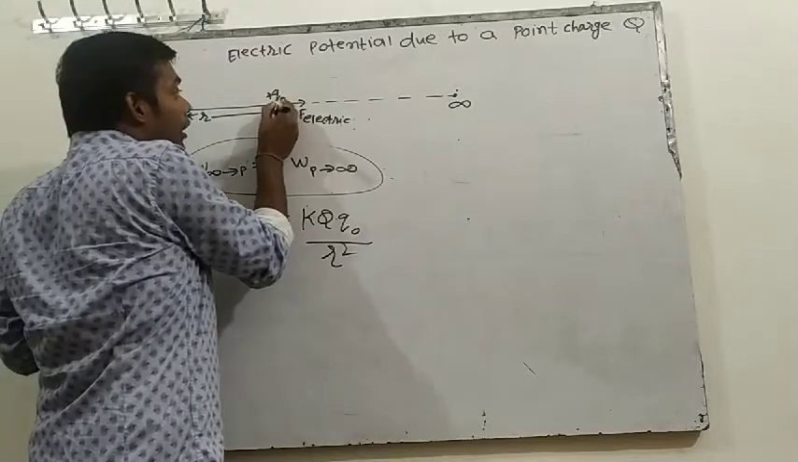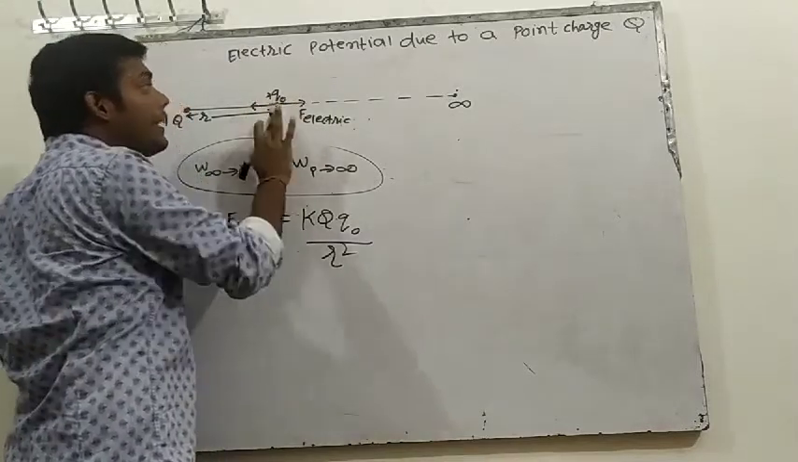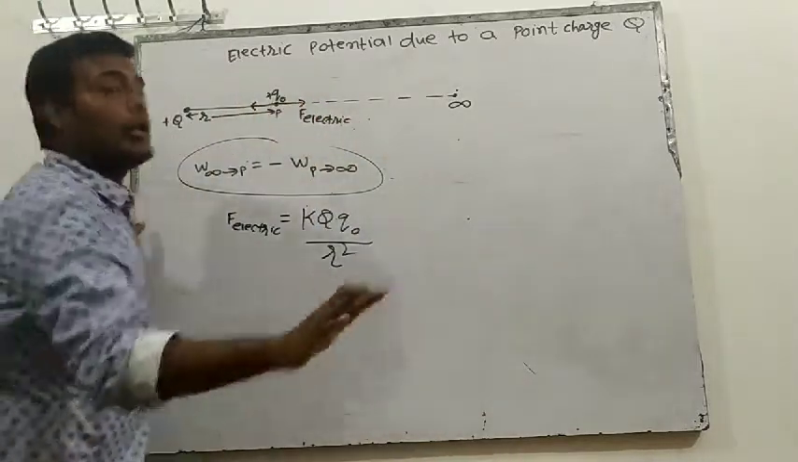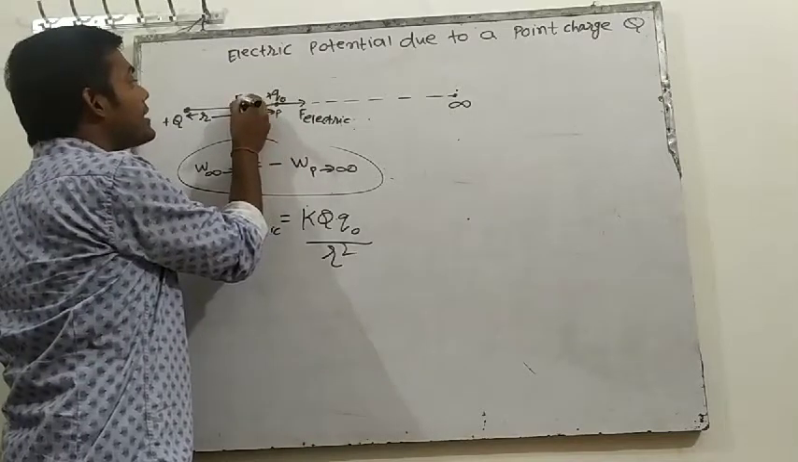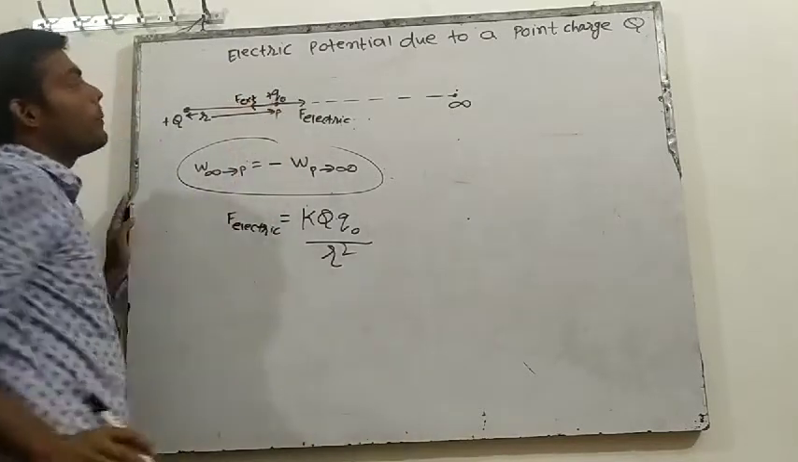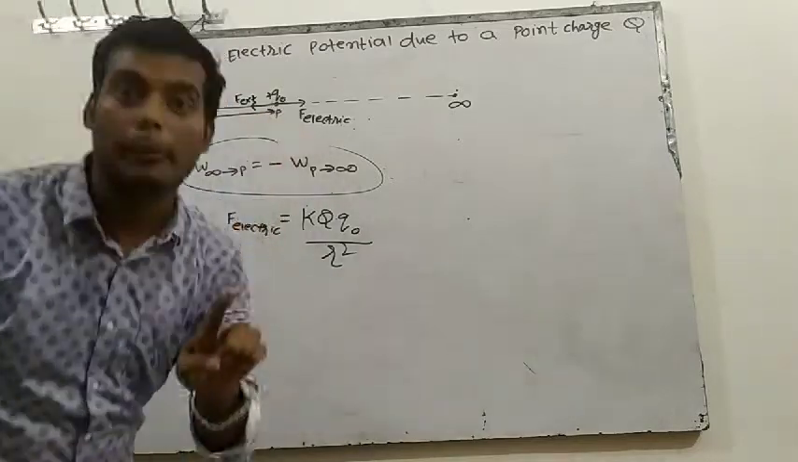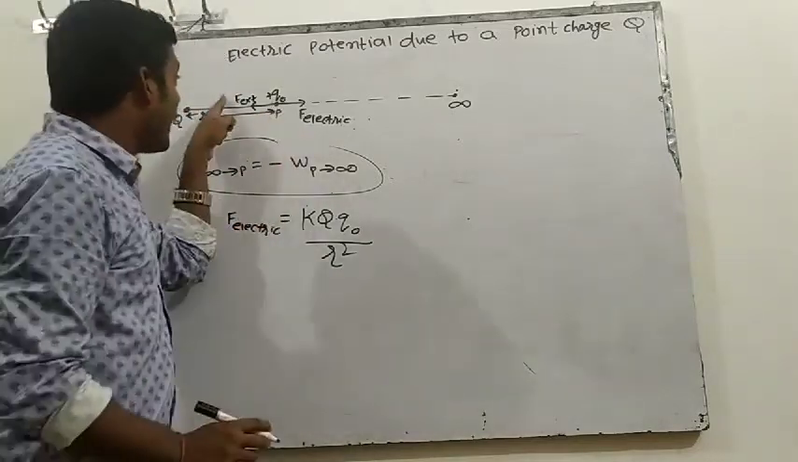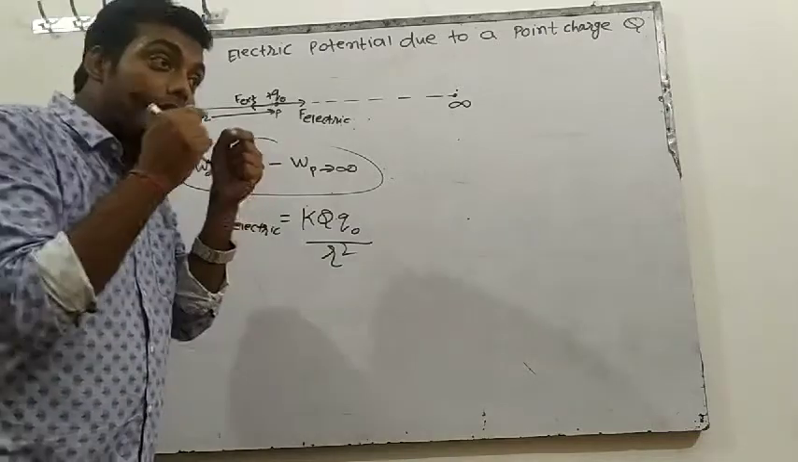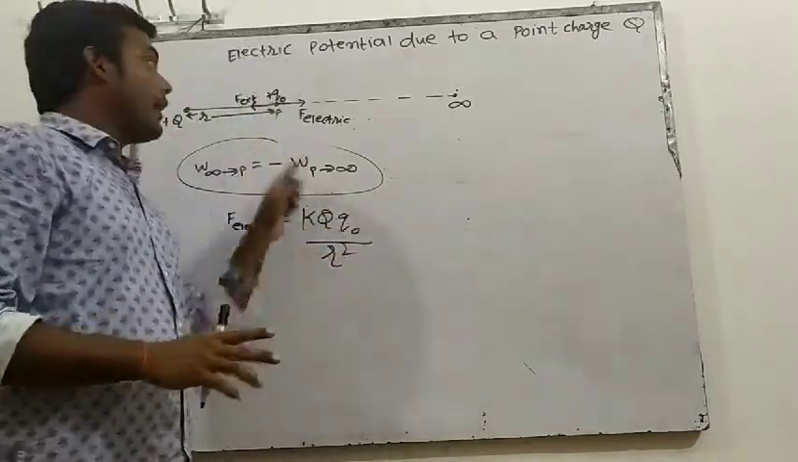That means what do we want? We want that it should not move fast from here to here, it should go slowly. That means we have to apply external force. Which force do we have to apply? External force, which will be equal to F electric, but in opposite direction. Why am I applying external force? Because this charge should move very slowly in this direction.